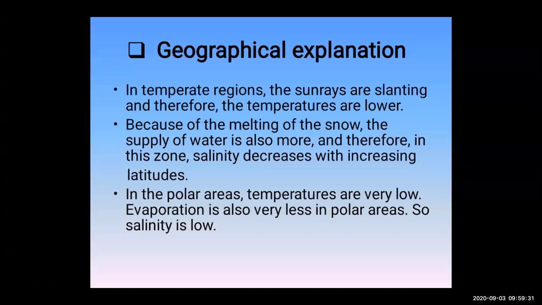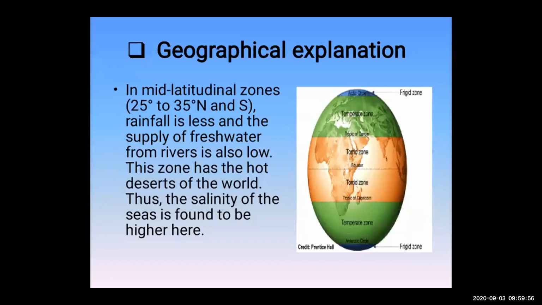So salinity is low. So here, we have seen near the equator or mid-latitudinal region, the salinity is more, and near the temperate zone or temperate region and in the polar region, the temperature is low. Polar region means what? Polar region means this region, Arctic Circle and Antarctic Circle. This portion which is in blue color, that is known as polar region. Here the temperature is low. Yes, and in the temperate zone also the temperature is low.